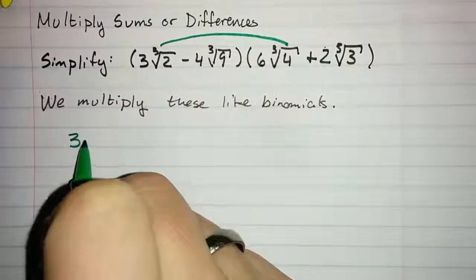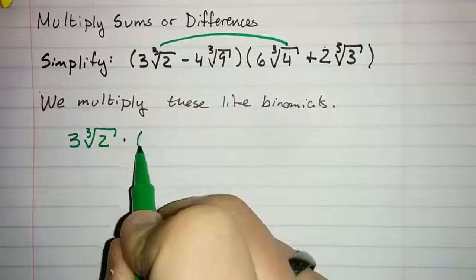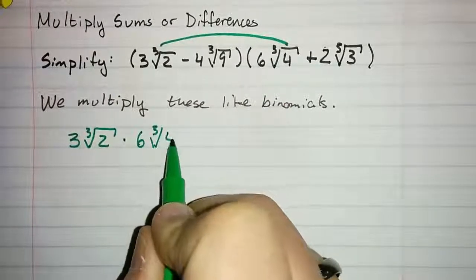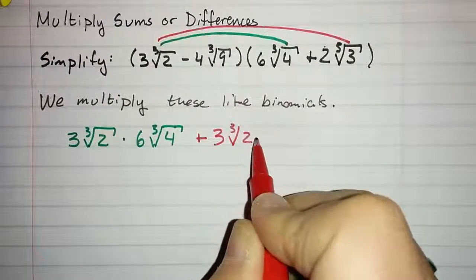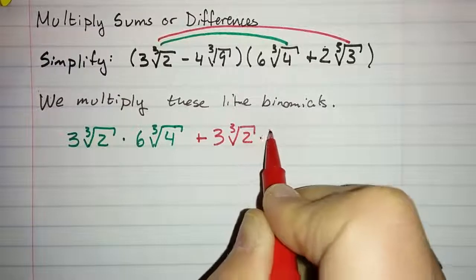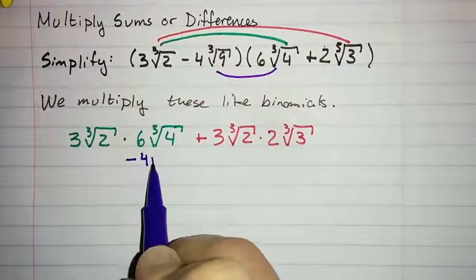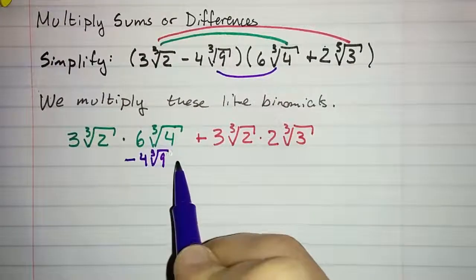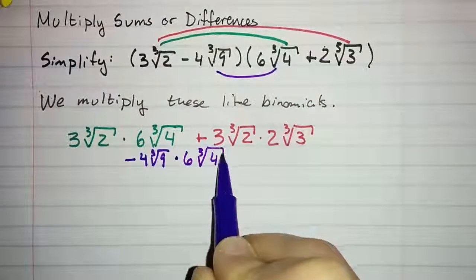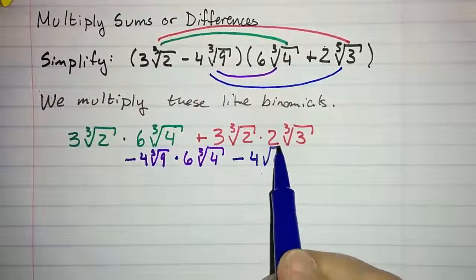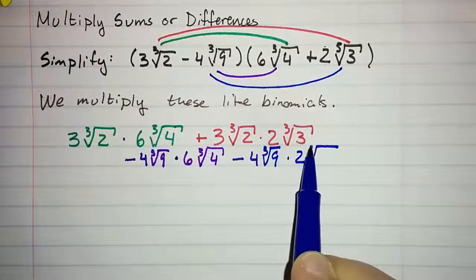We'll have 3 cube root 2 times 6 cube root 4 plus 3 cube root 2 times 2 cube root 3 minus 4 cube root 9 times 6 cube root 4 minus 4 cube root 9 times 2 cube root 3.